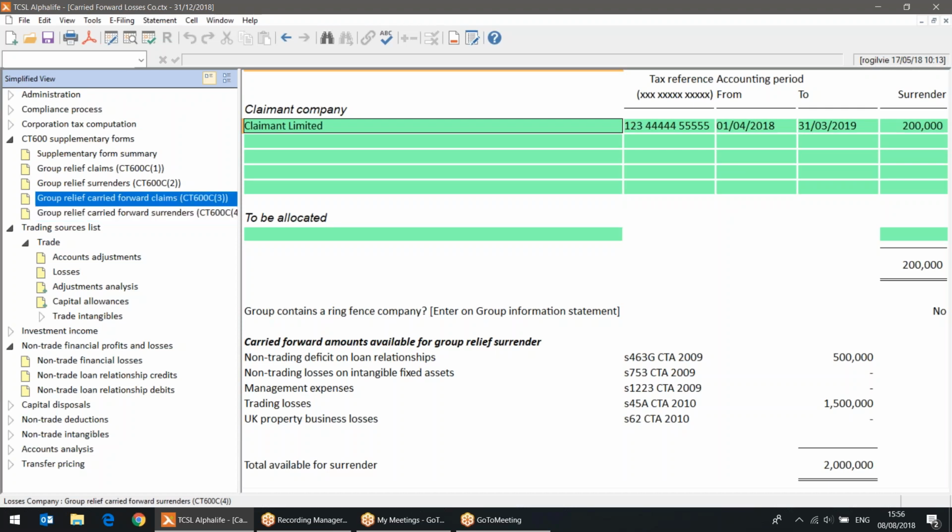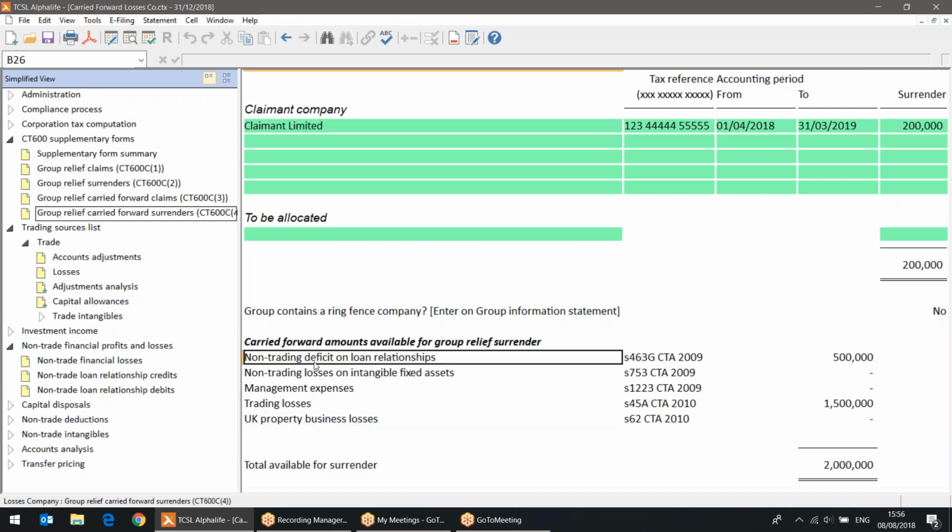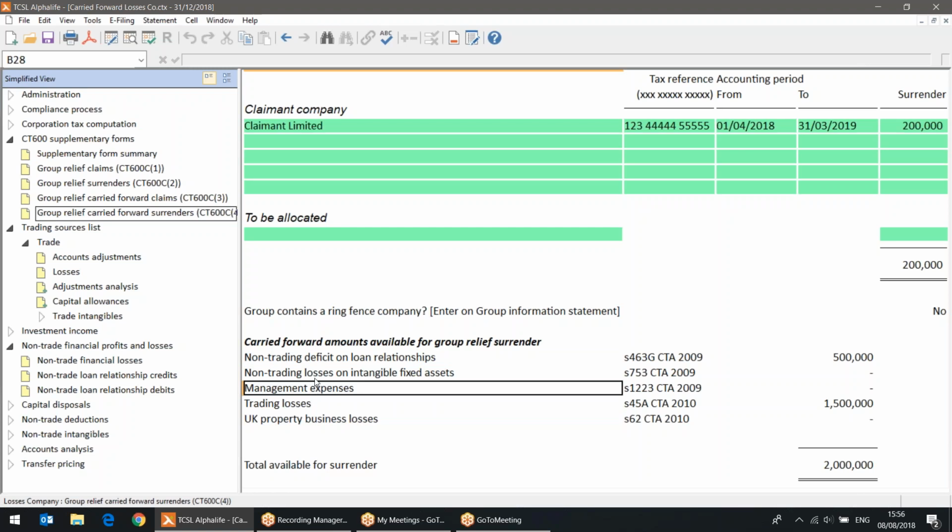In Alphatax, you will see we have two new statements in the CT600 supplementary forms section of the contents tree, which should look very familiar to you, being near carbon copies of the existing equivalent group relief statements. Now, the losses that are available to surrender here will be your trade losses, UK property business losses, non-trade financial deficits, management expenses, and finally, intangible fixed asset losses. There is no specified order of relief for these losses, and so you may choose whichever you wish to surrender.